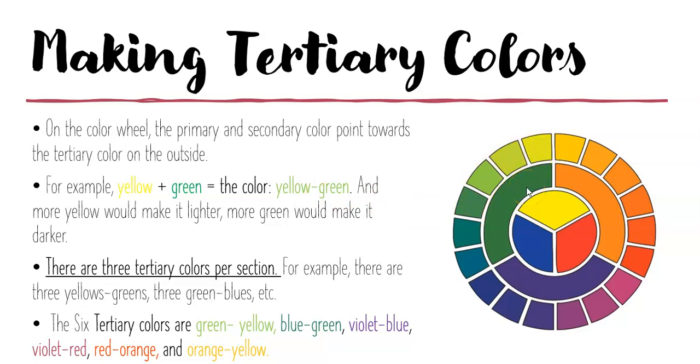Ideally, you only would have 12 colors, so there's just a straight up yellow green, not different, I guess, tints of yellow green. So there are 3 tertiary colors per section. So, for example, there are 3 yellow greens, 3 green blues, etc. Again, that's for a 16 color wheel. We are only going to be focusing on a 12 color wheel. So the 6 tertiary colors are yellow green, blue green, violet blue, red violet, red orange, and yellow orange.